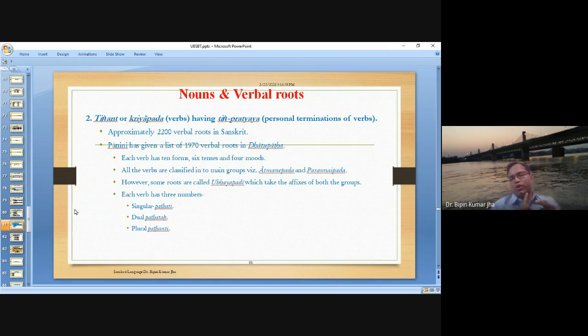If it is one person, Ramah, then it will be pathati. If you are using more than two, then it will be pathanti. So, according to that, you can change it easily.